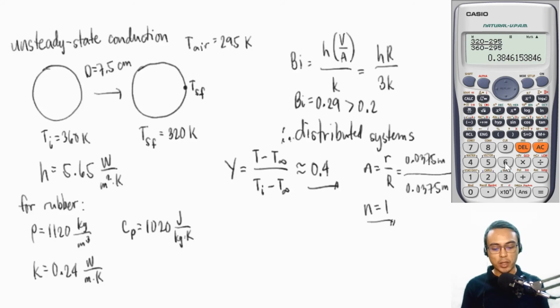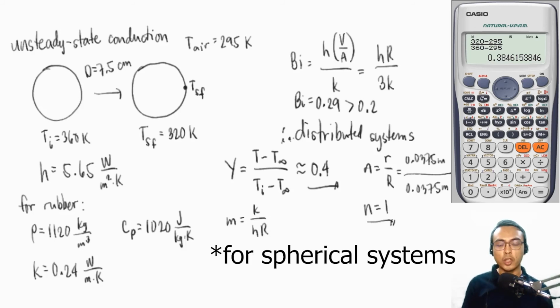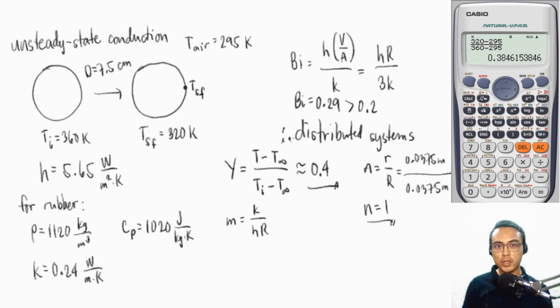Okay? Next parameter, we have M. M is simply defined as K over H times R for cylindrical systems. You would then see that this parameter is simply the inverse of the Biot number. Let's substitute our given to solve for the value of M. K is 0.24, H is 5.65, and then our radius is 0.0375 meters. Our M is equal to 1.1. In the Gurney-Lurie charts later, if you cannot read 1.1 in the graph, then you can round this down to simply 1. Okay? You will see this later in the chart.